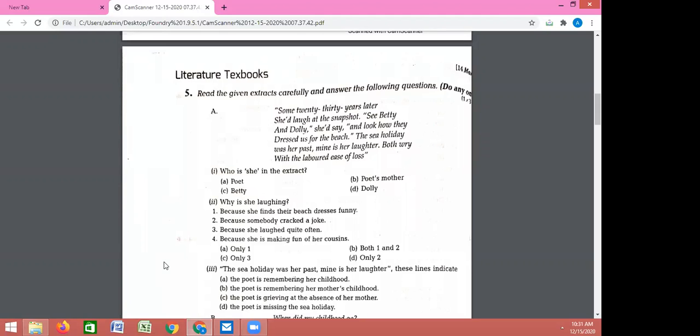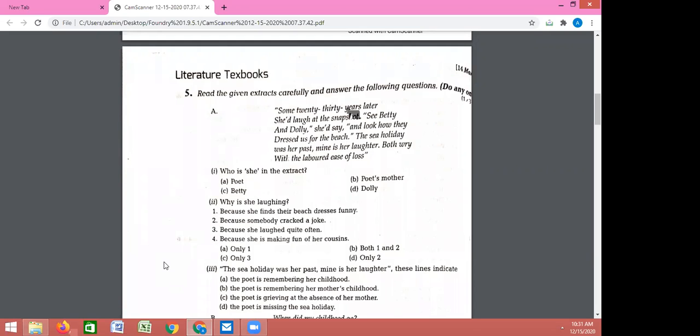Just cleared the concept. तो इसकी पहले ट्रांसलेशन करके आपको देखना है. आई थिंक यू आर वेरी क्लियर कि 20-30 साल के बाद जो पोएट की मम्मी थी वो उस फोटोग्राफ को देखती थी और कहती थी अपनी कजन्स को कि यार हम कैसे लग रहे हैं बेटी और डॉली, कि कैसे हमें तैयार कर रखा है हॉलीडेइंग के लिए, बीच के लिए. तो अब पोएट नेक्स्ट क्या कह रही है? कह रही है कि सी हॉलीडे उनका पास्ट था, और मेरी मम्मी का लाफ्टर, because mother is no more on this particular earth. तो मम्मी का लाफ्टर जो पोएट के लिए एक पास्ट बन चुका था.